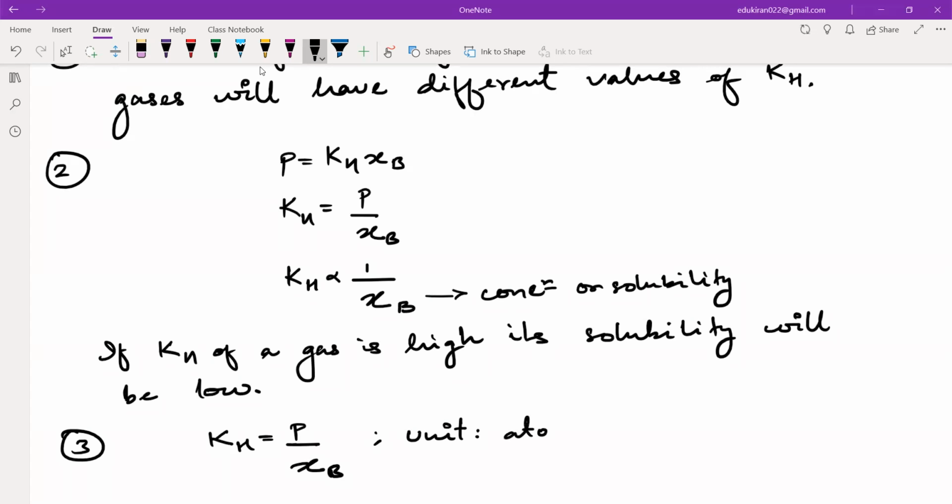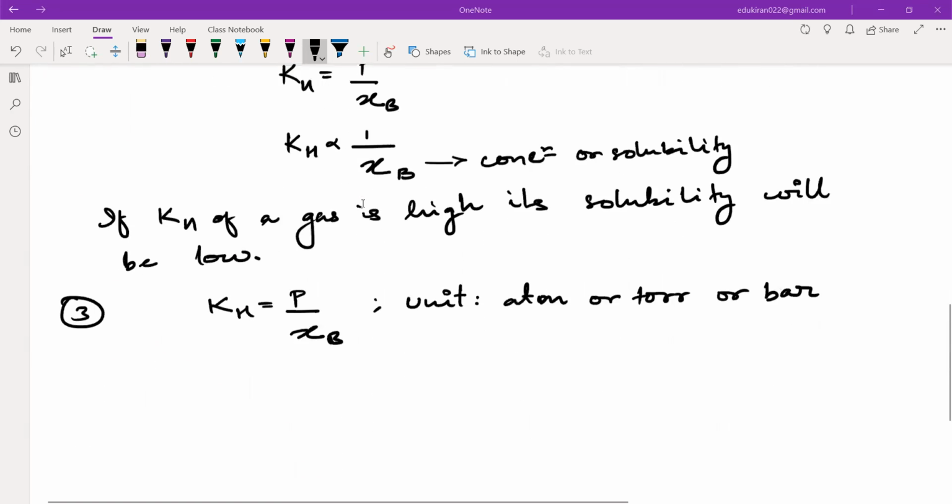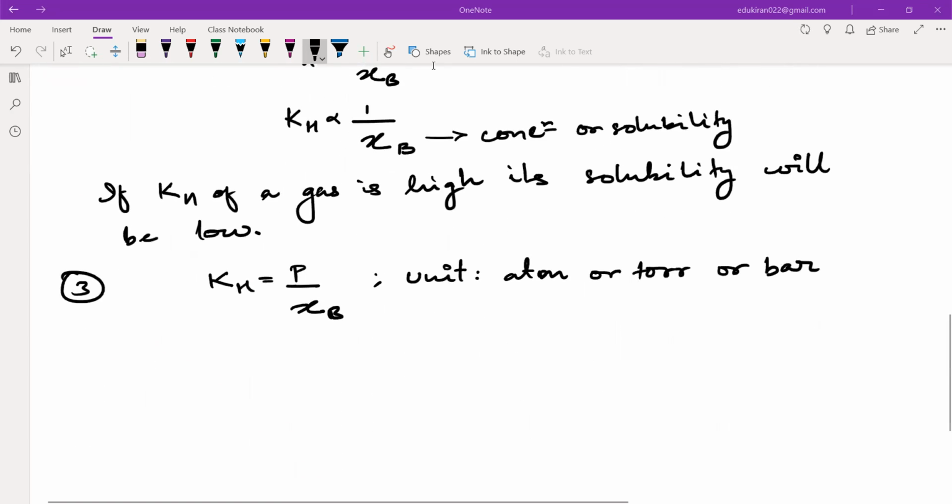You can have ATM, or you can have torr, or you can have bar. Okay, ATM, torr, or bar. This will be the units of KH. Is that right? Yes or no? Can I move on, guys? Yes or no? Yes. Okay.